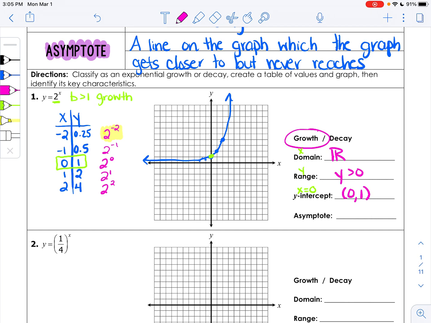And then the last thing, your asymptote. That line where your graph is approaching but never reaching. So that line is here.